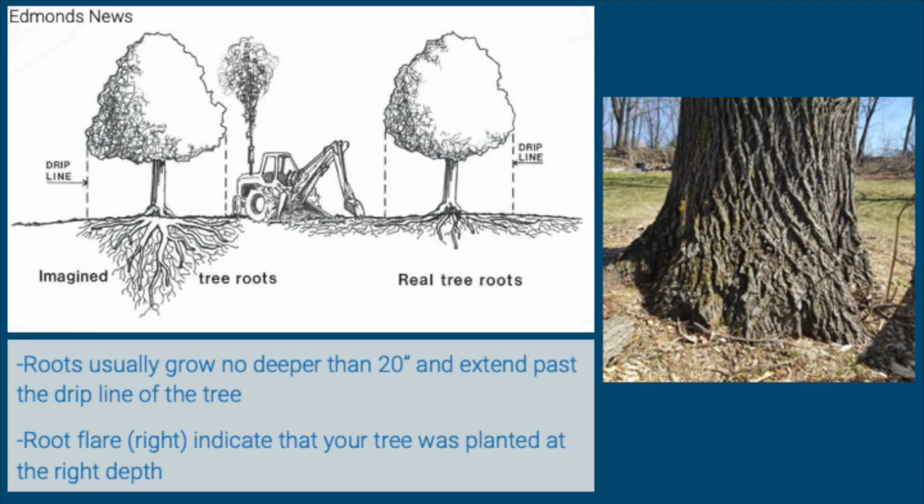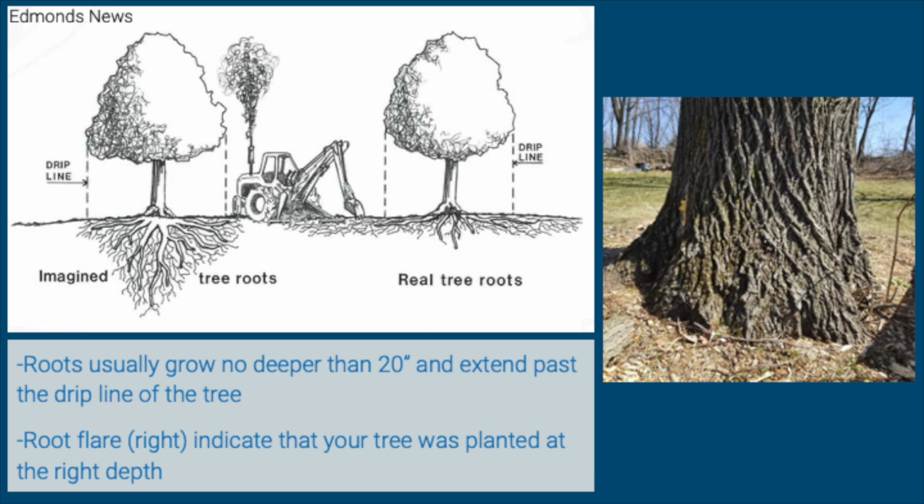The root structure of trees often gets forgotten about. It's out of sight, out of mind. But unfortunately, many problems stem from the roots, and once an underground problem develops, there isn't much we can do to help. The best thing you can do is preventative care. You can start by identifying the root flare of your tree. Like in the top right picture, your tree should get wider and flare out at the base.